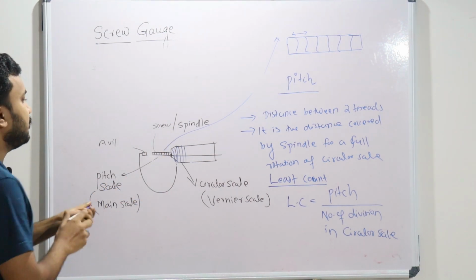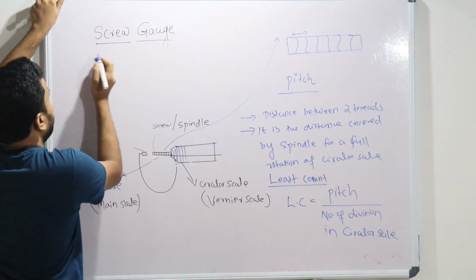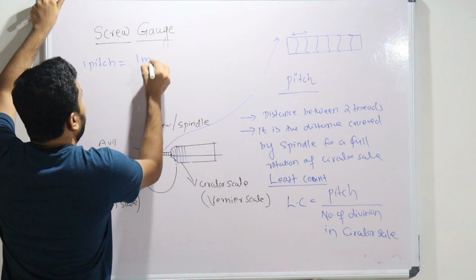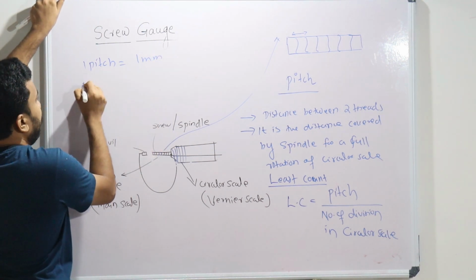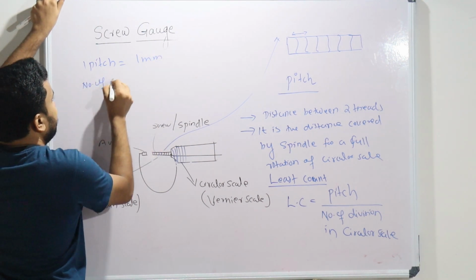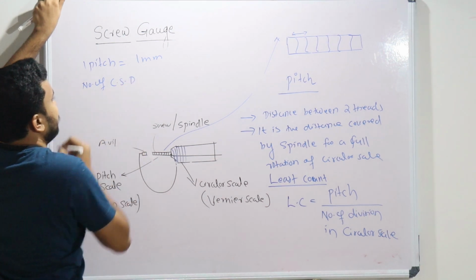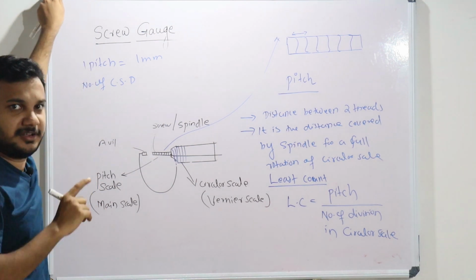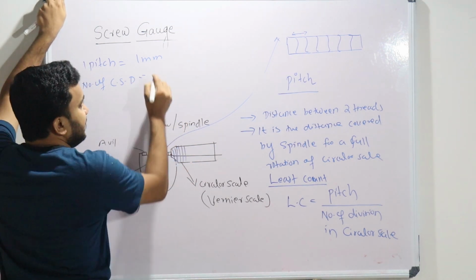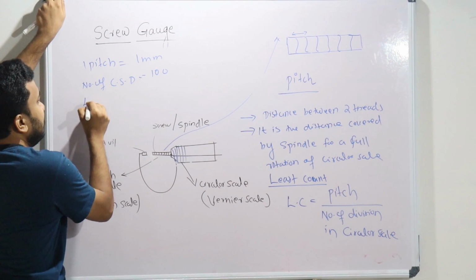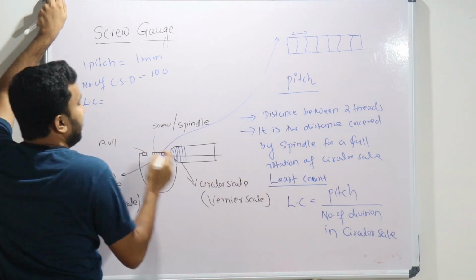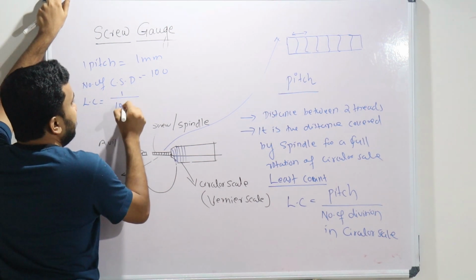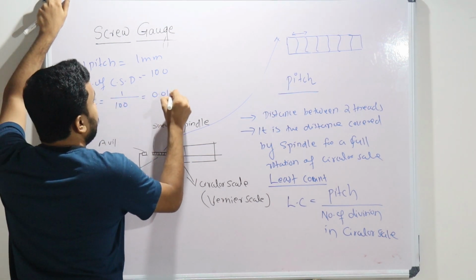As I told, normally one pitch is equal to 1 millimeter. Number of circular scale divisions, CSD. There we wrote VSD, vernier scale divisions, in the vernier caliper. How many divisions here? 100. So the least count is equal to the pitch divided by the number of divisions in the circular scale: 1 millimeter by 100, which means 0.01 millimeter.